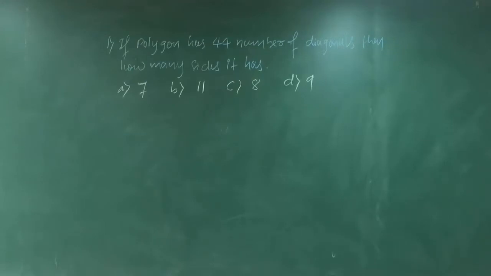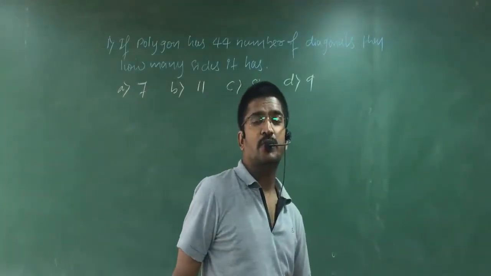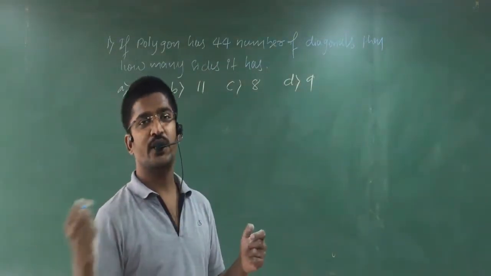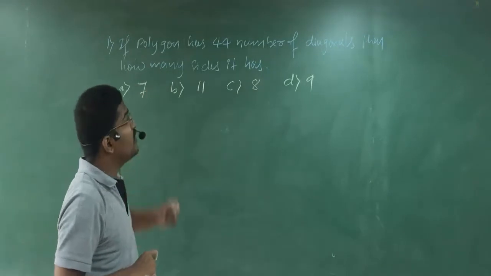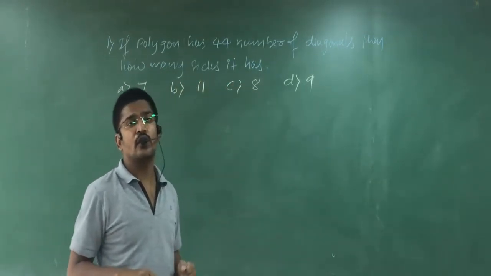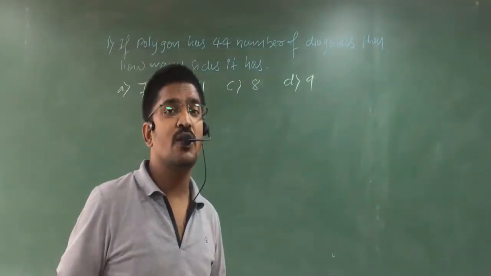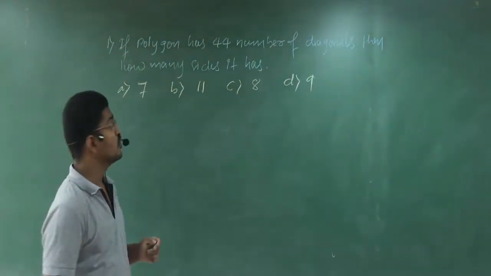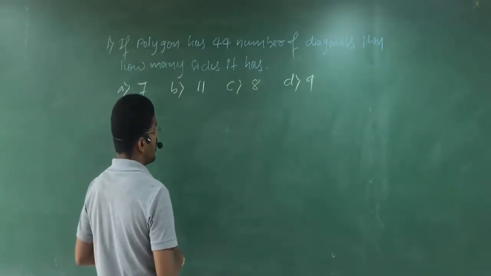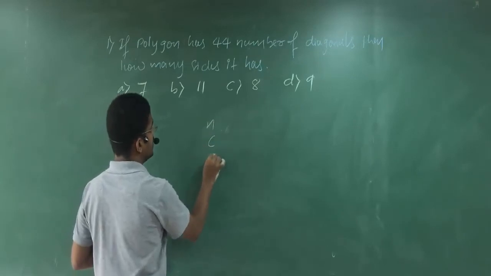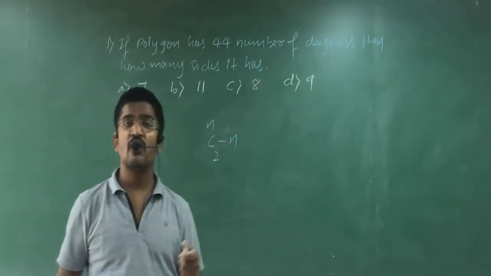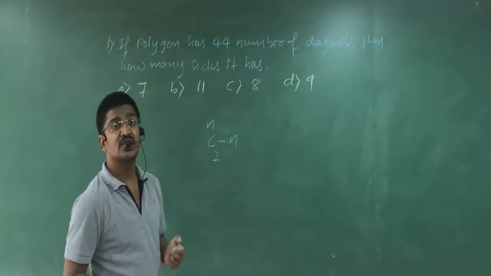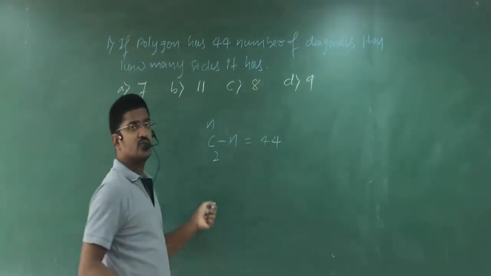Clear? Okay students, so now let us look at some problems on geometry. Geometry and combination, the mixture of two concepts. If a polygon has 44 diagonals, then how many sides does it have? We have to calculate. We already know the formula, that is nC2 minus n. This is the total number of diagonals made by a polygon. So nC2 minus n is equal to 44. This we have to simplify.